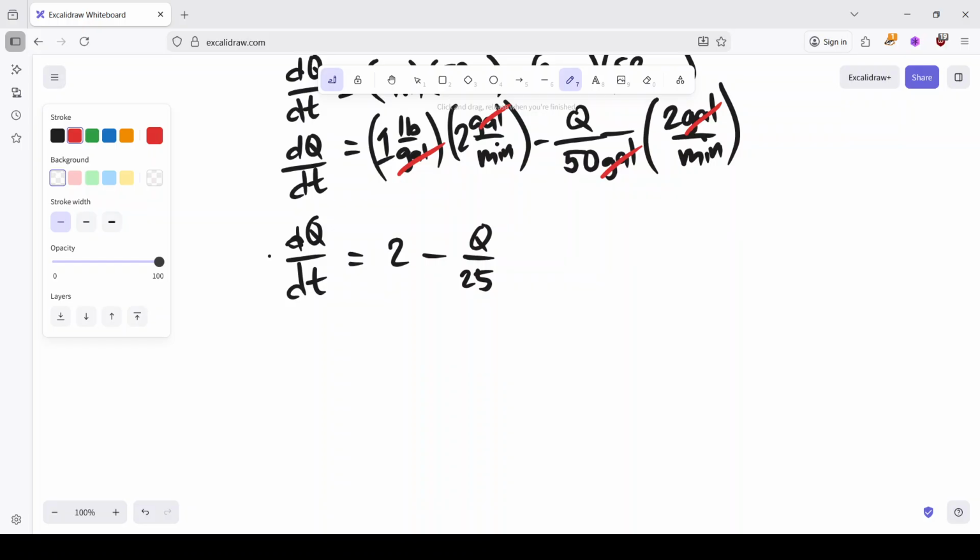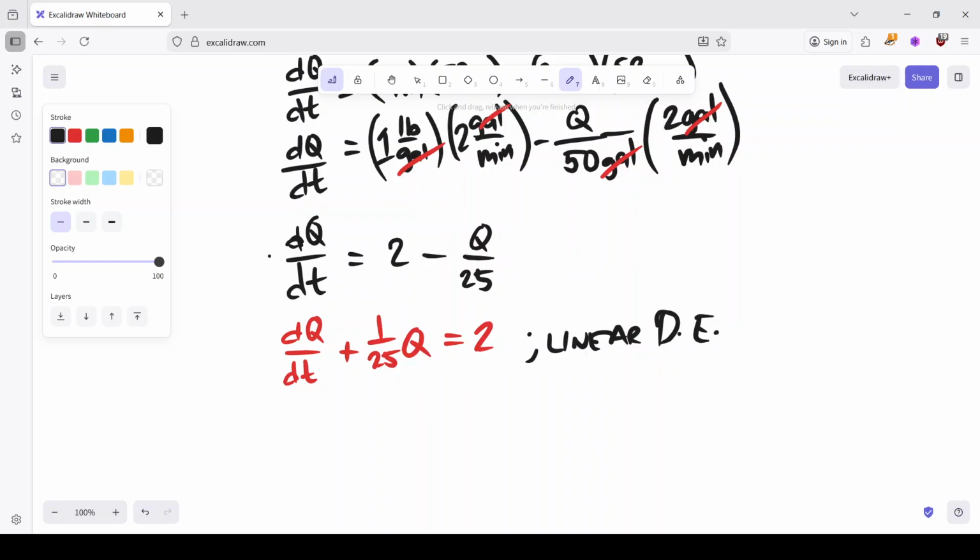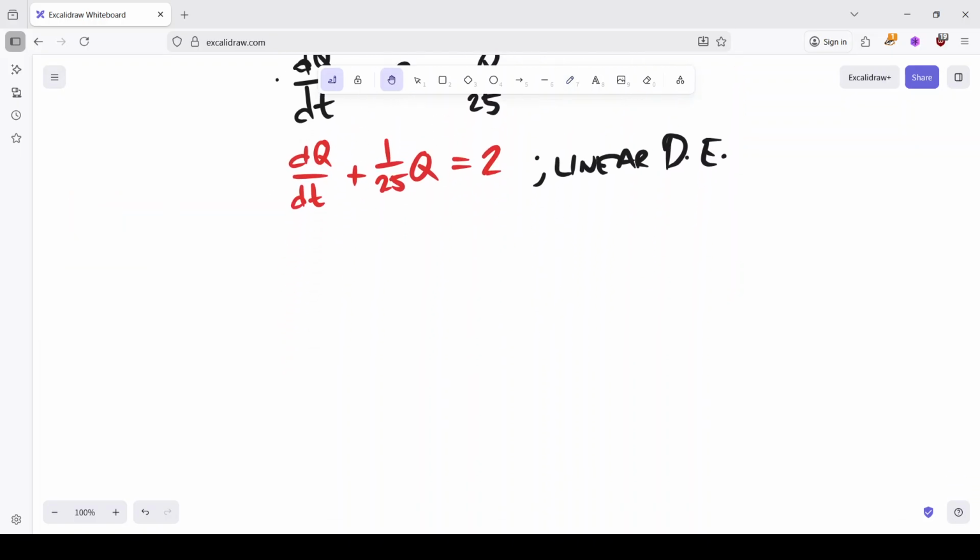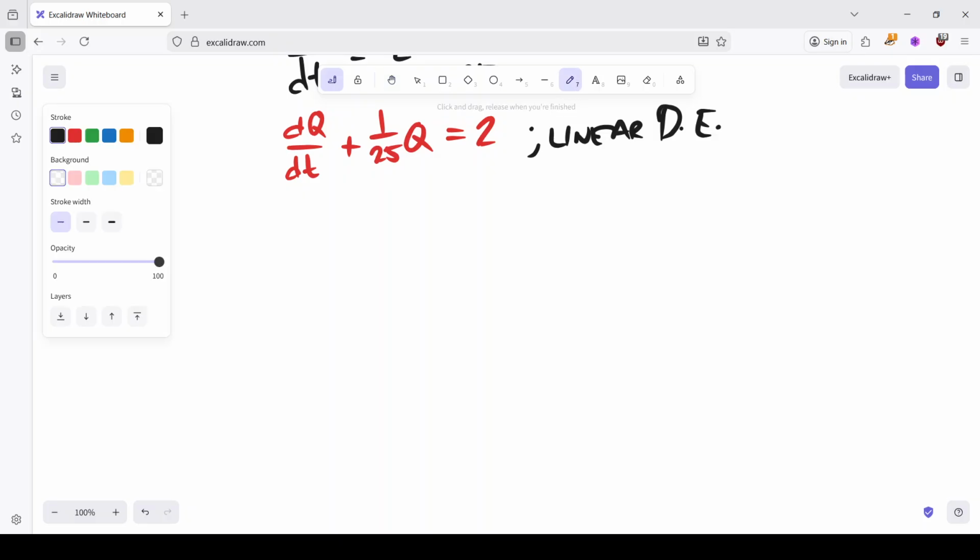This is solvable using variable separable, but I will highlight that if you arrange this in this order, dQ over dt plus 1 over 25 Q is equal to 2, this is also a first order linear differential equation. So we will solve this one using our first order linear DE solution.